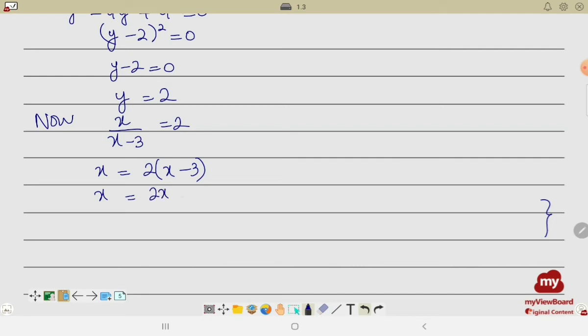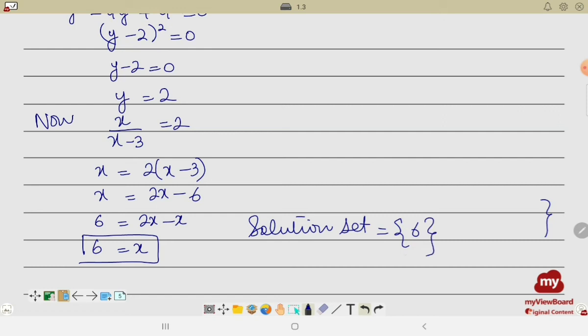You will just have to expand it. Let's say we'll take 6 to the other side so that our x will remain positive. So x equals 6. The solution set is 6. Okay, so our solution set here is 6. I hope you understand this sum.